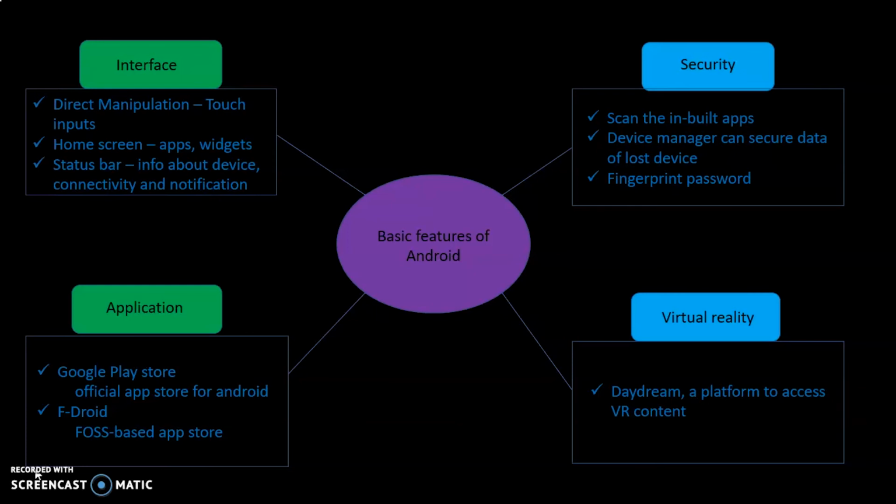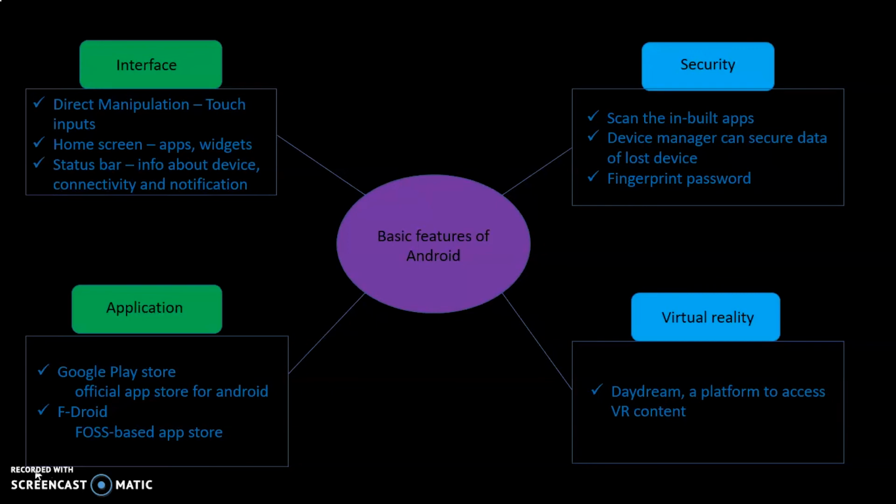So this will be very easy for you. We are using touch inputs. We just touch a particular application and it automatically opens up. So this is the touch input. And in the home screen we will have the apps as well as the widgets, or any image, any wallpaper, etc. The status bar shows any notification, info about the device, and also the network connectivity.